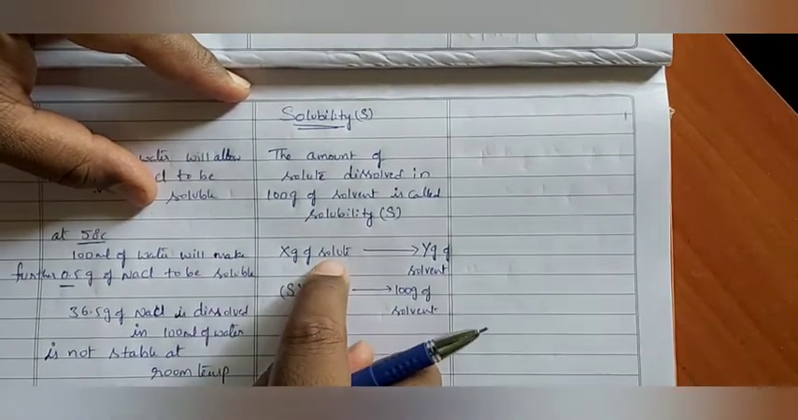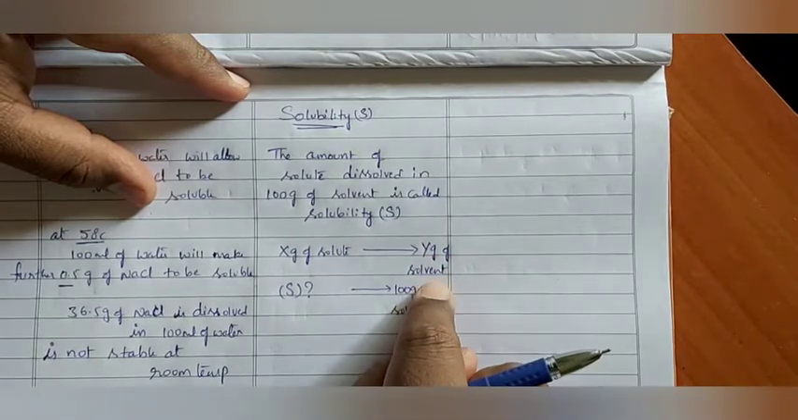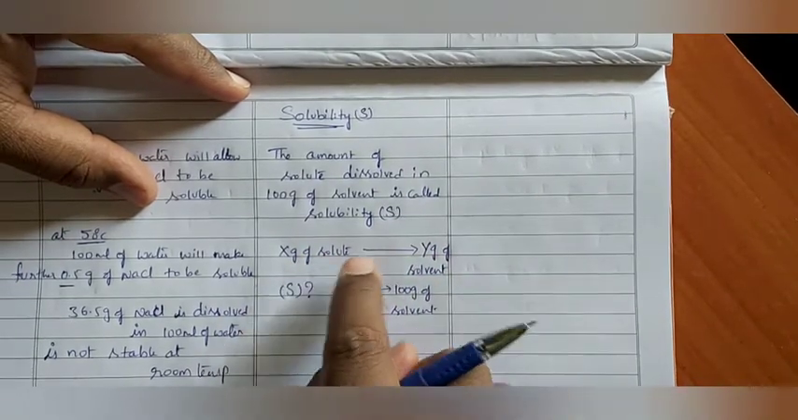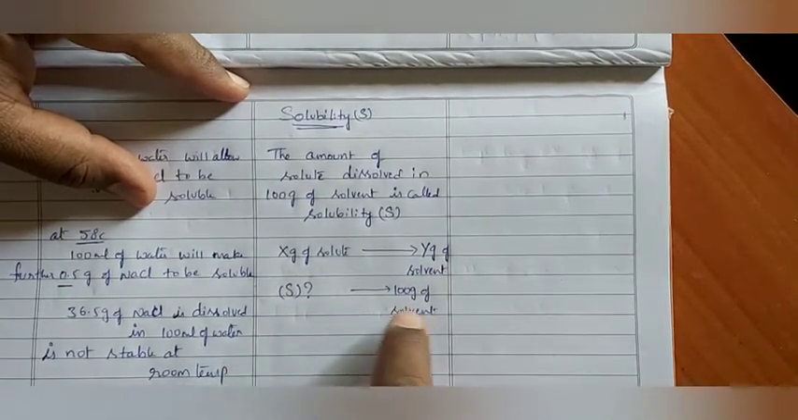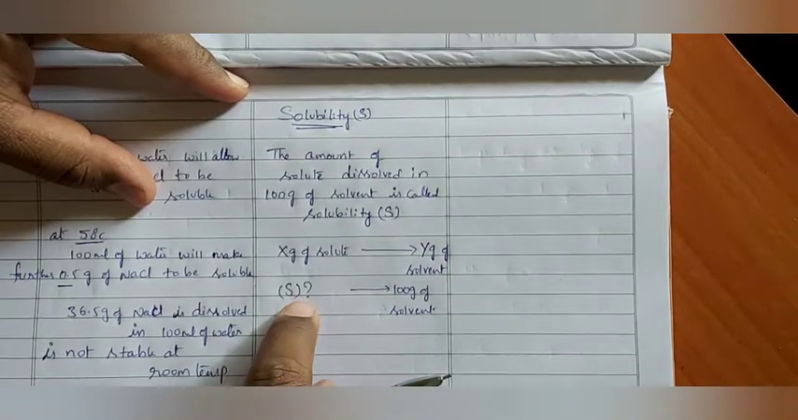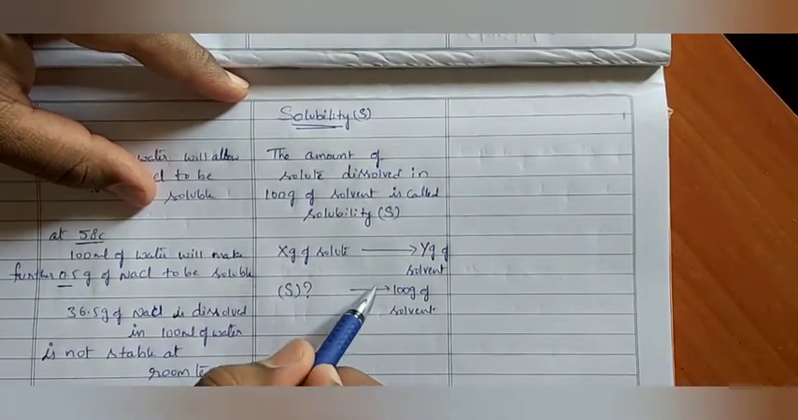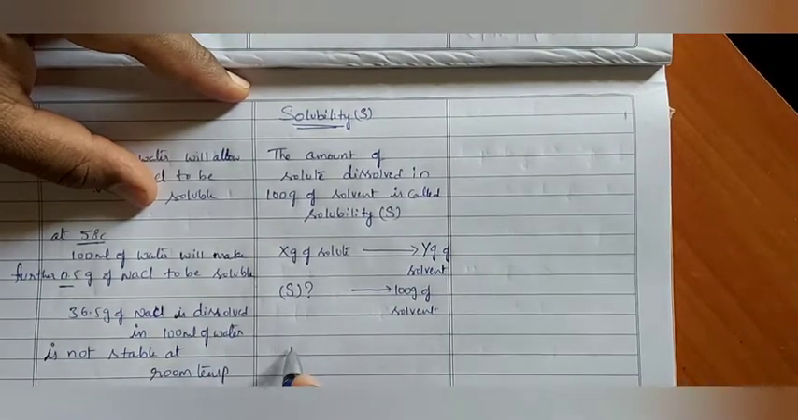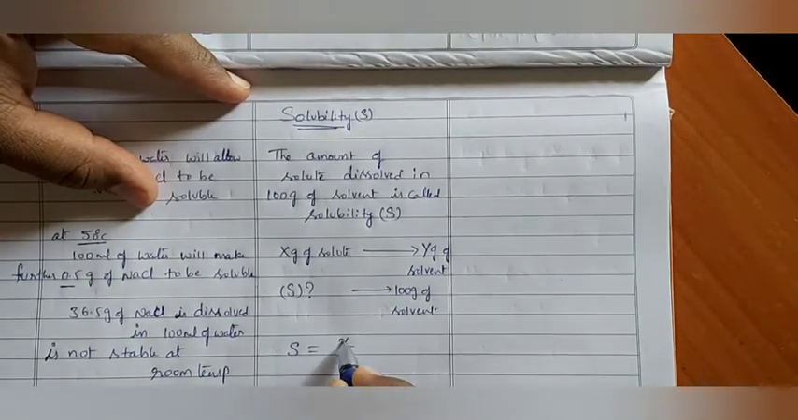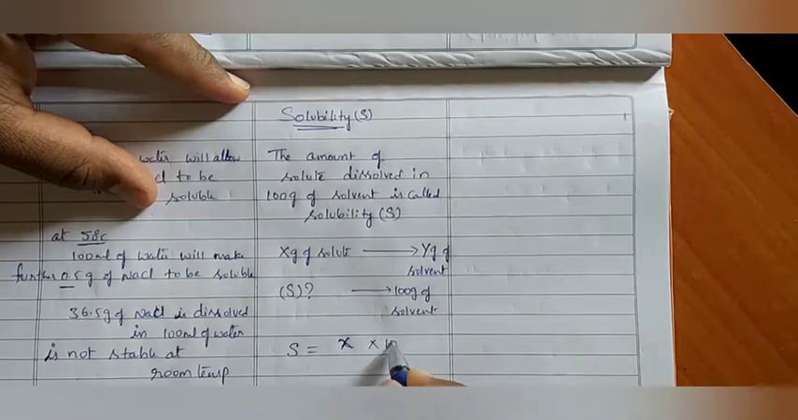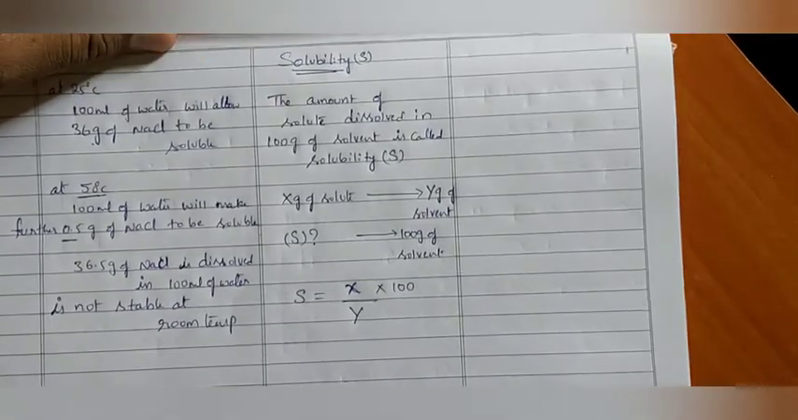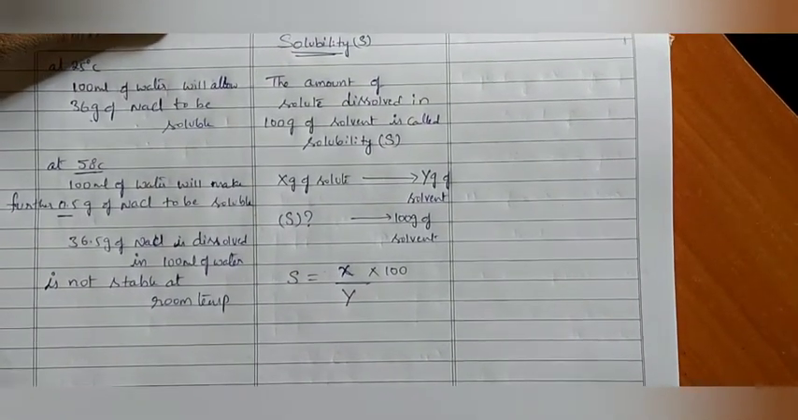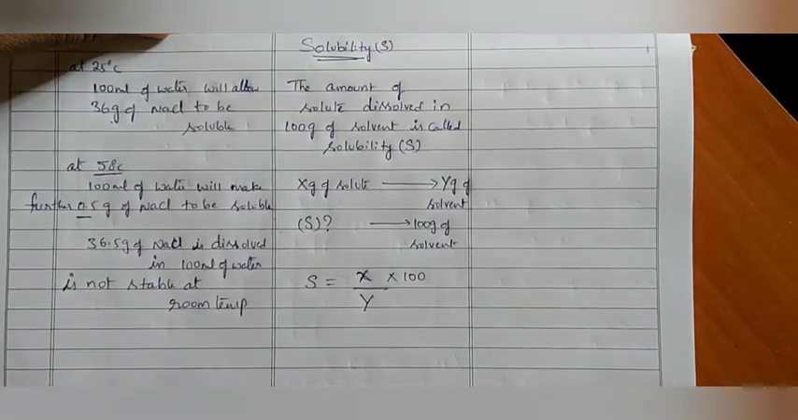Let us take X grams of solute is dissolved in Y grams of solvent. Then how much amount of solute is dissolved in 100 grams of solvent? The question mark is here. These two must be cross multiplied and divided by this one. That is equal to S. So solubility S is equal to X into 100 divided by Y.